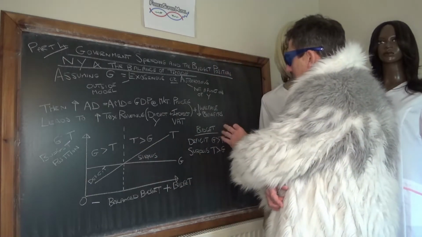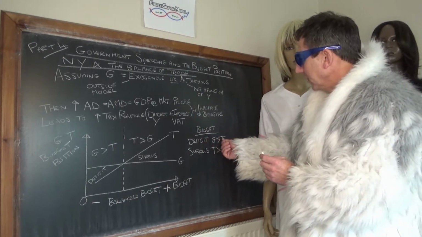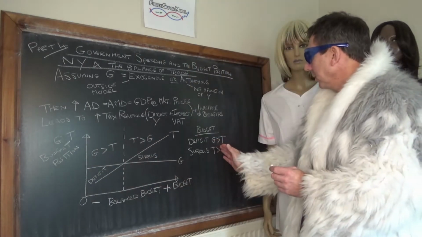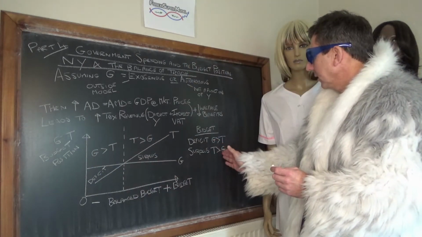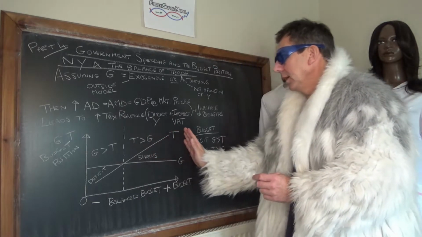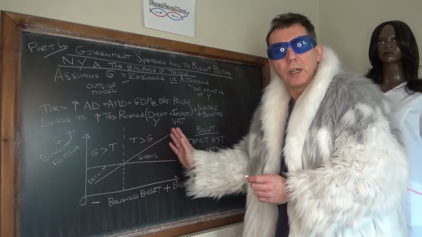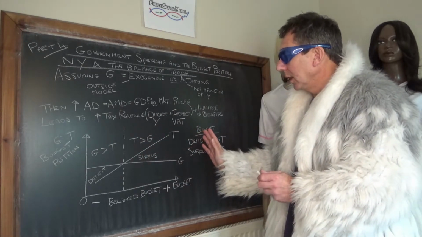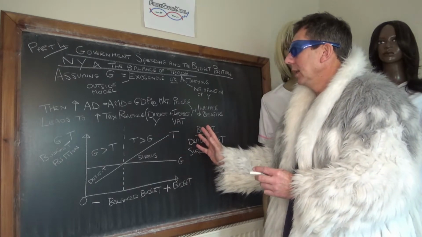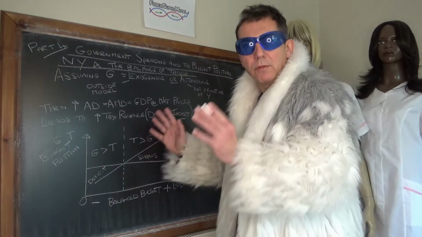So just to recap, a deficit is where government spending is greater than taxes, so it's this side, and a surplus is where taxes are greater than government spending, which is this side. And this is sort of an automatic stabilizer, if you like, on surpluses and deficits in the government budget. So we're going to stop it there and move on to the next thing.